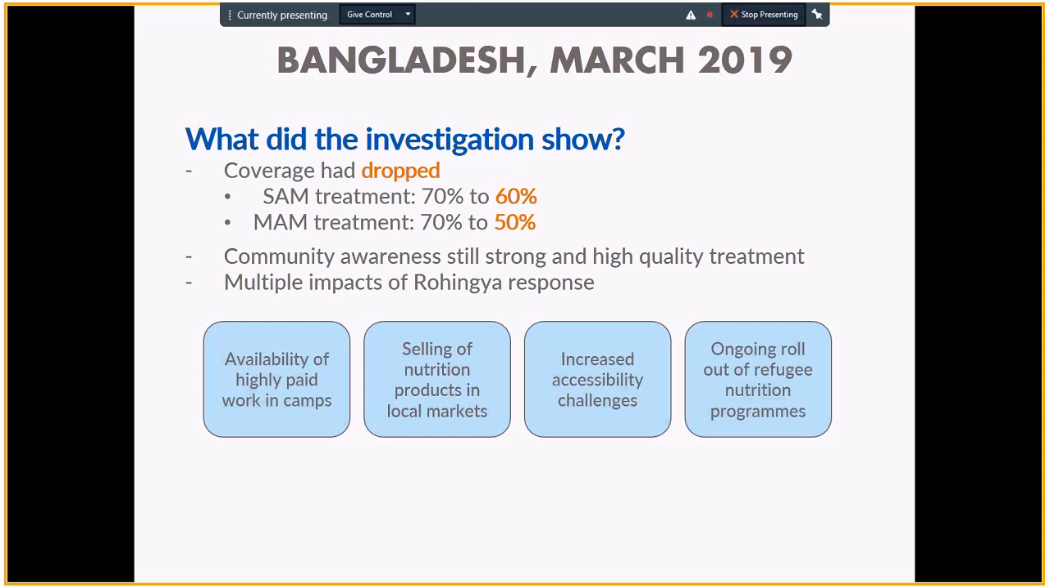I'm still going through the results at the moment, but the main thing is that the impact of the response, the impact of this huge amount of people arriving from Myanmar, has had quite a big impact on the national program that is there already. So yeah, that was the investigation.